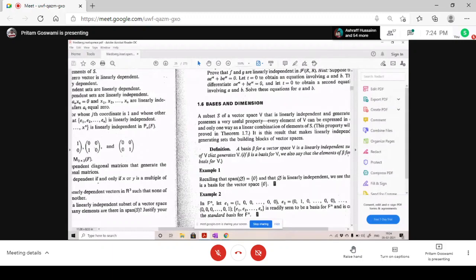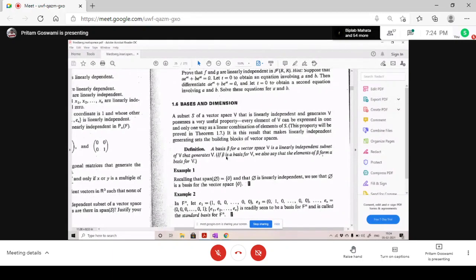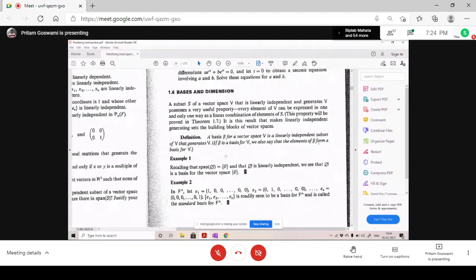Okay. Now I'm coming to a section called basis and dimension. I told you briefly about dimension yesterday, right? In R3, the dimension is 3 because the three vectors (1,0,0), (0,1,0) and (0,0,1) generate the whole space, right?